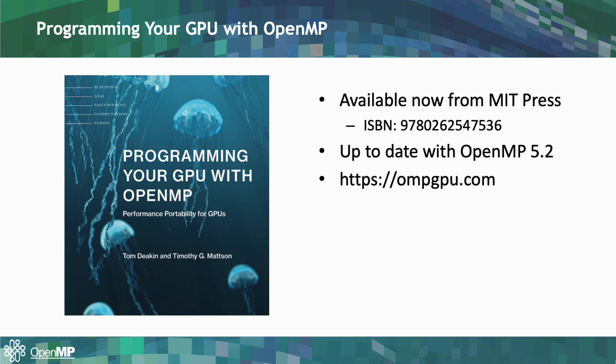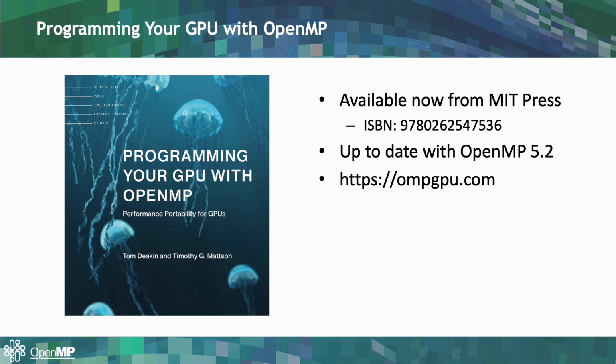But I've been working hard with Tim Mattson on this book here, which we're very proud of. This is Programming Your GPU with OpenMP. This book we wrote covers everything to do with programming GPUs and the target directive and all the things that you need to know in OpenMP 5.2. That's the latest final version of OpenMP. Both of these books, the one on the previous slide and this one, are available from MIT Press, and there are lots of extra resources for them available online. For this one, ompgpu.com, for example. So if you're interested, do pick this up. It'd be great to share this with you.